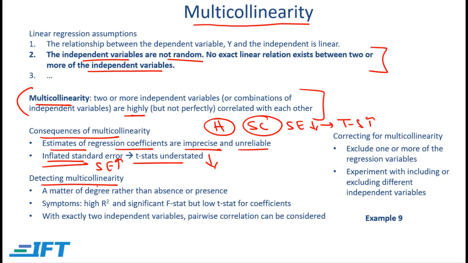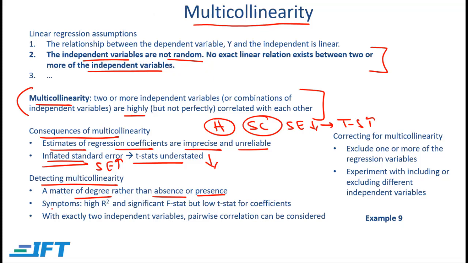How do we detect multicollinearity? With multicollinearity, we need to recognize that it is often a matter of degree rather than absence or presence. In other words, there will generally be some multicollinearity. We are concerned with the amount of multicollinearity. Obviously, if the multicollinearity is very low, then that's okay. But if we believe that there is a relationship or a significant relationship between two or more independent variables, then we do have a problem.